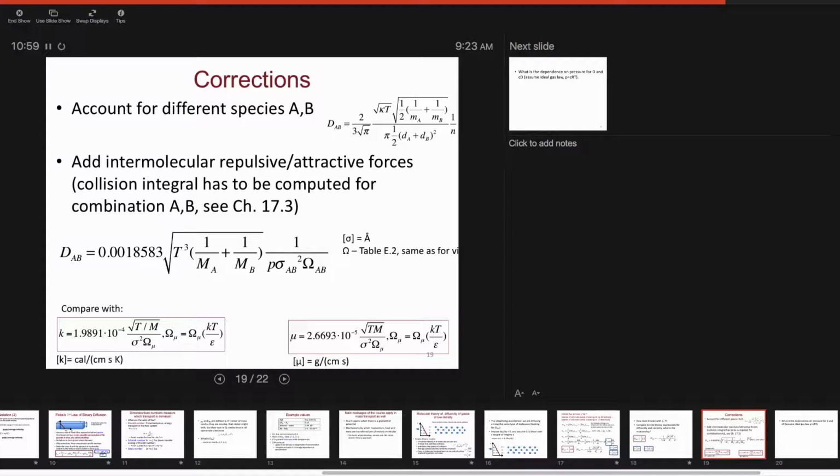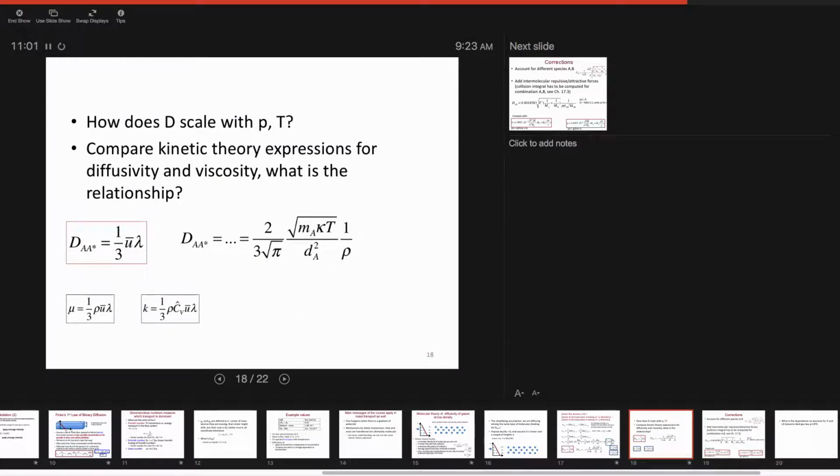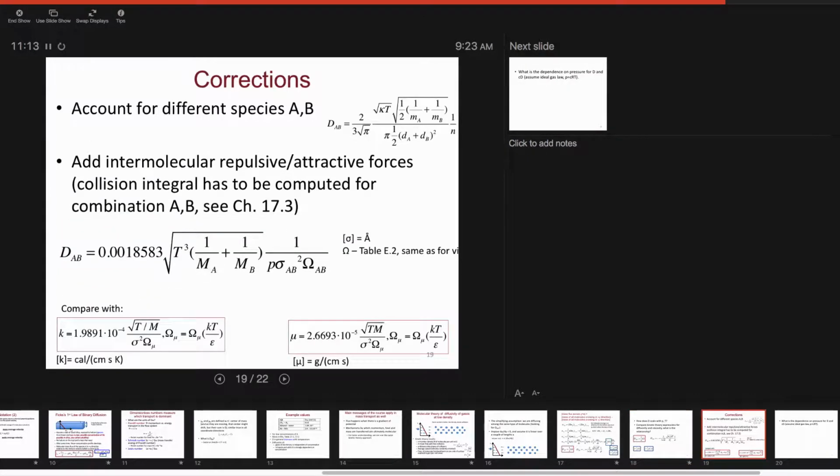Okay? So there are some corrections to it. So again, this 1 over rho can actually bring in the entire pressure of the entire phase into the picture. So that's something to remember for DAA. Okay, so what are now the corrections? We're not going to go into derivations, but just know that in order to account for different species A and B, this is the correction.